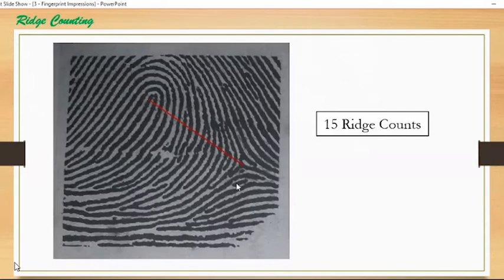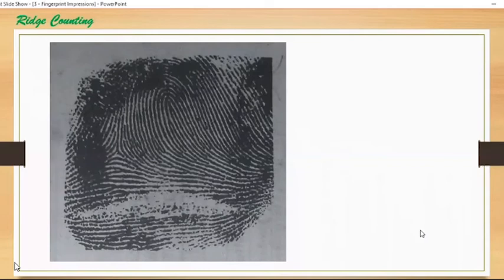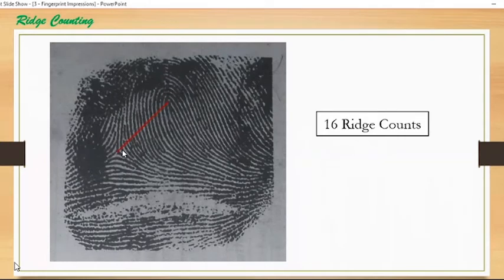Ito pa. Bilangin natin. 1, 2, 3, 4, 5, 6, 7, 8, 9, 10, 11, 12, 13, 14, and 15. Diba? Ito, medyo maliliit. Salamin muna ako. Maliit eh. Okay. Delta and core. 1, 2, 3, 4, 5, 6, 7, 8, 9, 10, 11, 12. Ba't gano'n? Mali ata yung bilang ko. 1, 2, 3, 4, 5, 6, 7, 8, 9, 10, 11, 12, 13, 14, 15, and 16. Okay, 16 ridge counts.